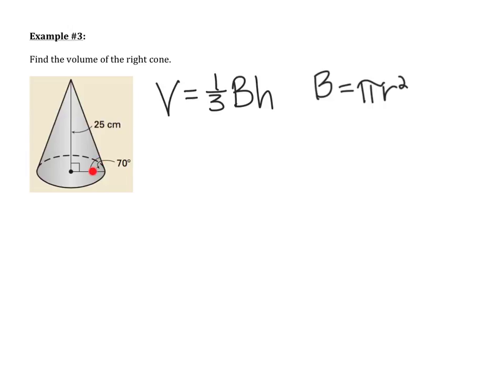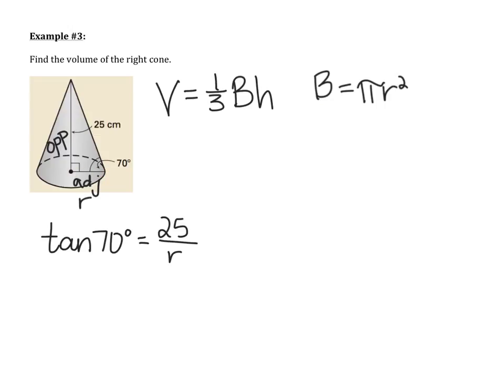But we do know that this is 70 degrees. So we have to go back to trigonometry. This is not a special right triangle. It's not like a 30, 60, 90 or 45, 45, 90. We're given the 70-degree angle. Opposite the 70-degree angle is the 25 centimeters, and we're looking for the adjacent side, which would be the radius of the circular base. So we have opposite and adjacent, so we're going to use the tangent of 70 degrees, the TOA, equals 25, the opposite, over the adjacent, which is actually the radius.